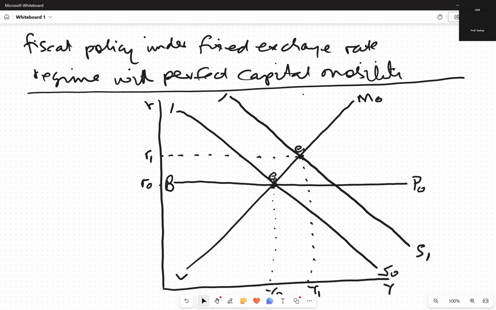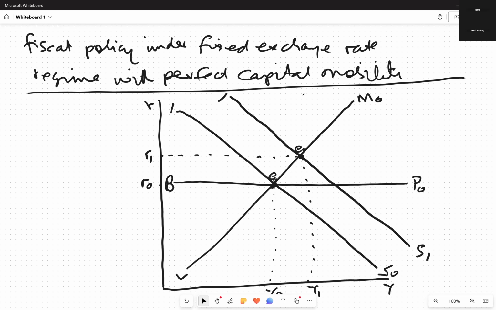E1 is on top of the BP curve. What does that mean? Prof, it means there is a surplus of foreign exchange. Very good. So we have a foreign exchange, balance of payment surplus. Is that clear? Yes, sir.